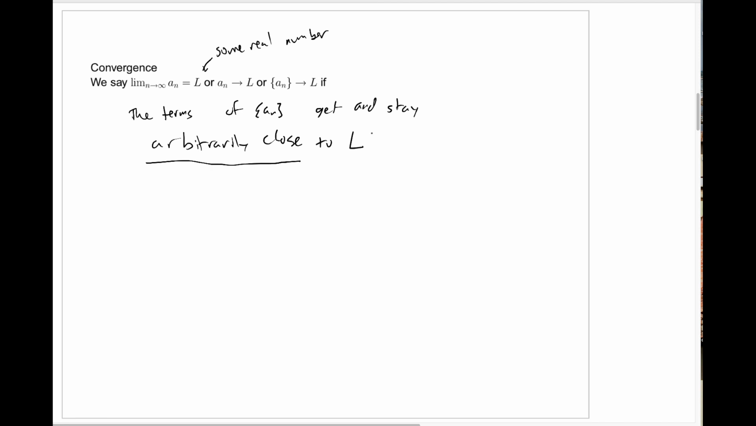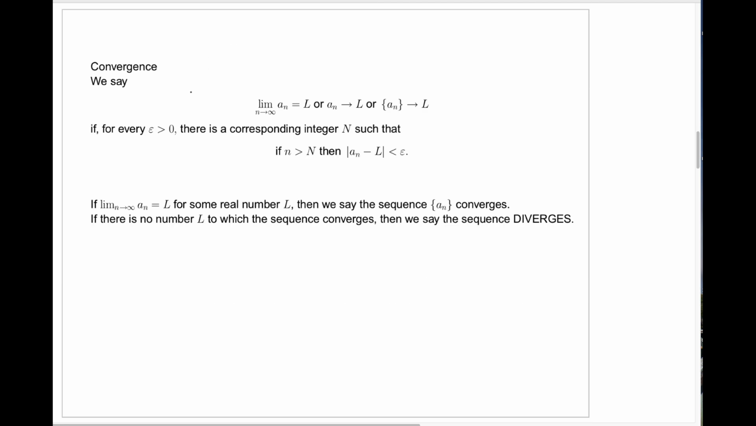If you want the terms to be within a millionth of L, if this limit statement is true, then eventually they'll get to be within a millionth of L, and from some point on, they'll all stay within a millionth of L. But if you need them to be within a trillionth, you have to go further on in the sequence, but eventually they'll get to be within a trillionth of L and stay that close. Any degree of closeness you want, you can achieve and have all the terms eventually get and stay that close to the number L. There's a way to write this more precisely in mathematics, which we do here.